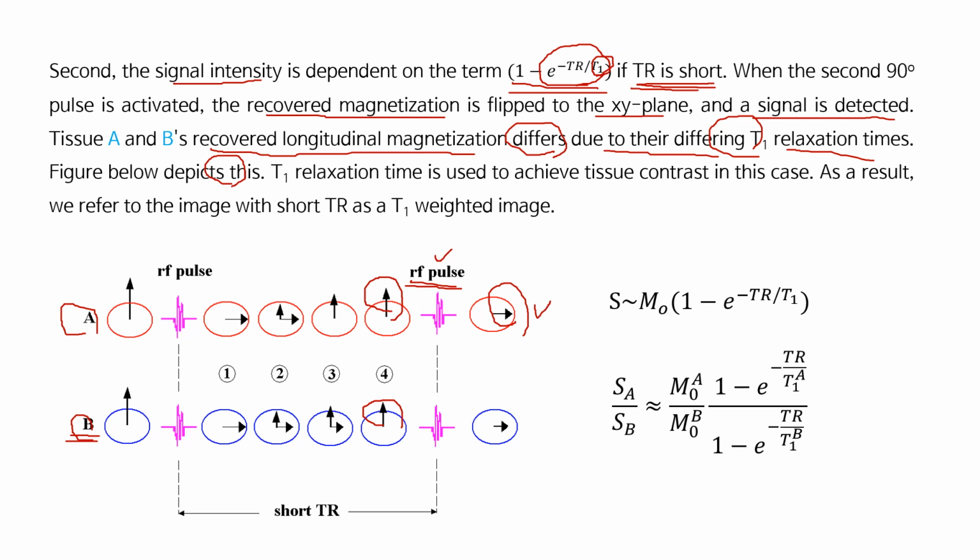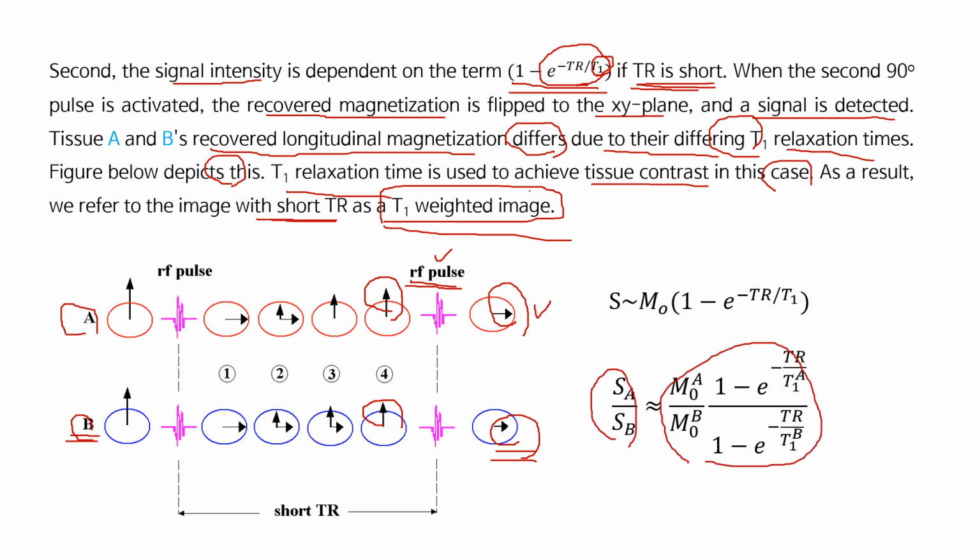a strong signal in A than that of B. So T1 relaxation time is used to achieve tissue contrast in this case. As a result, we refer to the image with short TR as a T1 weighted image. And the ratio of signal between two tissues is given by this equation.